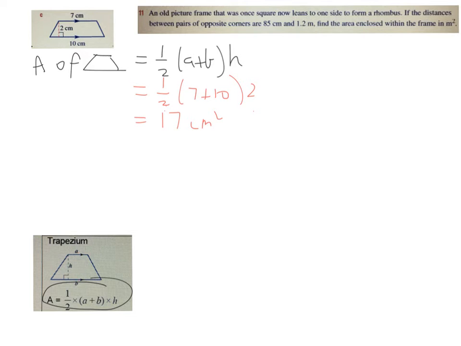Here we have a written problem. An old picture frame that was once a square now leans to one side to form a rhombus. If the distances between the pairs of opposite corners are 85 centimetres and 1.2 metres, find the area enclosed of the frame in metres squared. Sometimes they try to be shifty. Here we have metres squared, here we have metres, here we have centimetres. We've got to convert this.